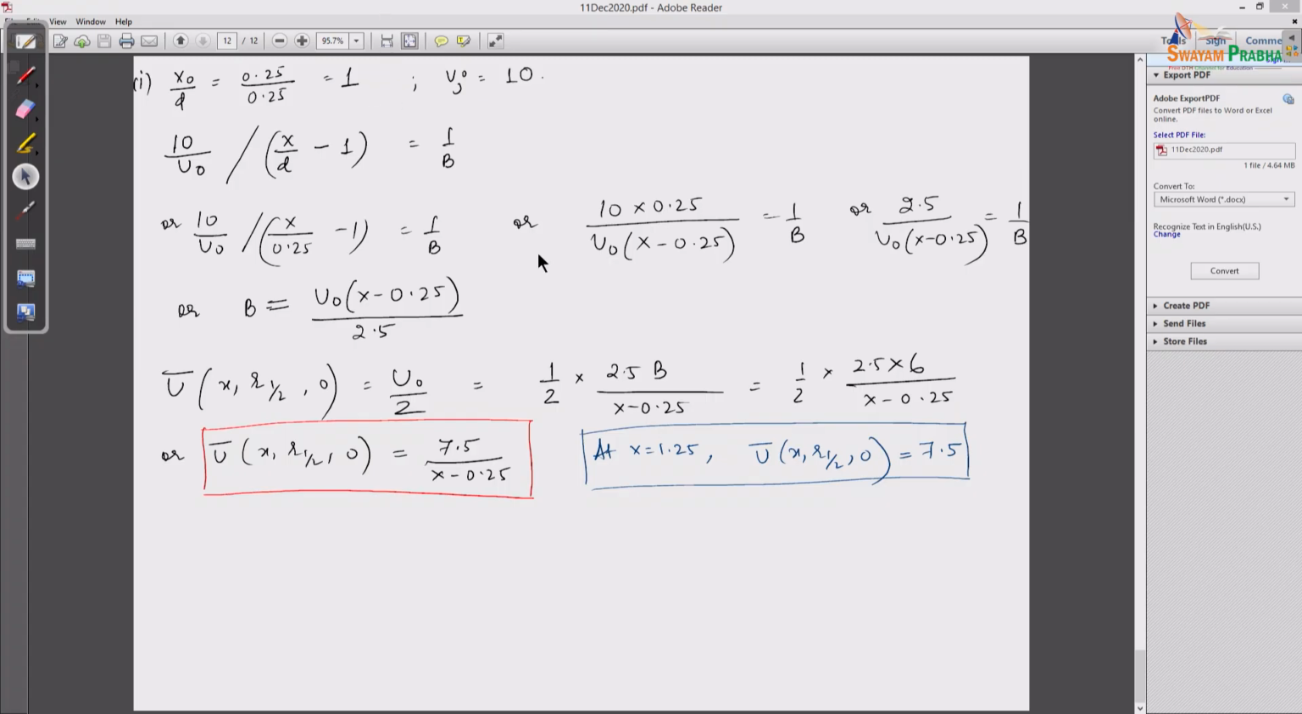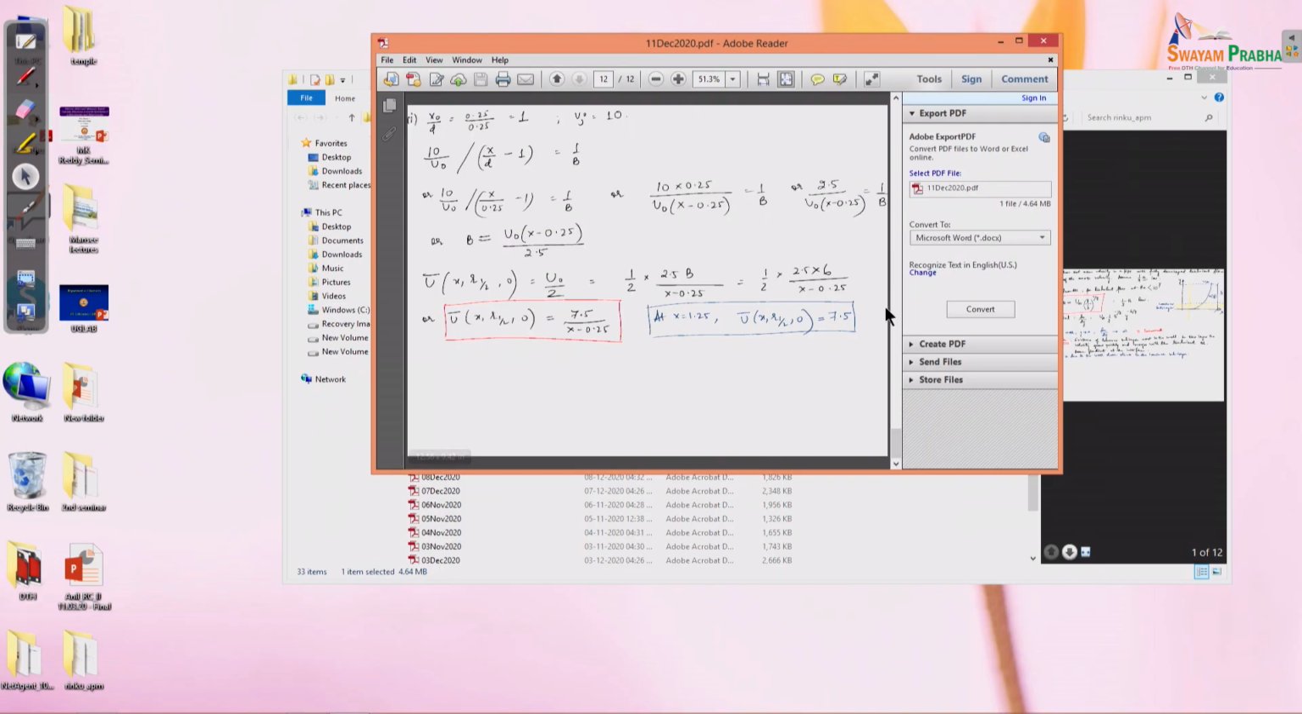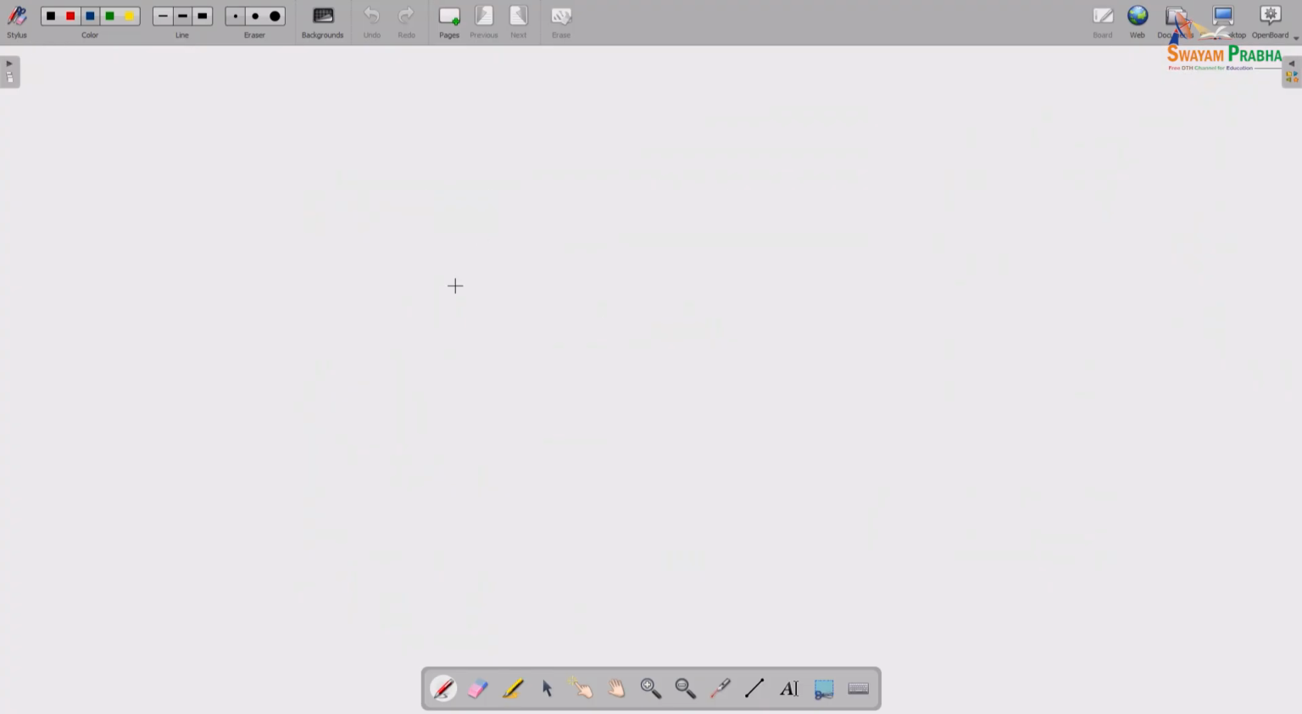What I will do now is make the calculations for the others, and you can cross check. Hopefully you've done this, and if I make a mistake, be sure to tell me. Okay, the second one. Your x naught by d, in this case x naught is given, and the diameter is given to be this.